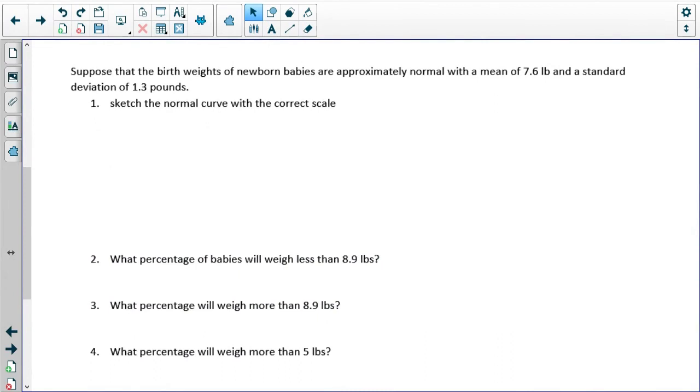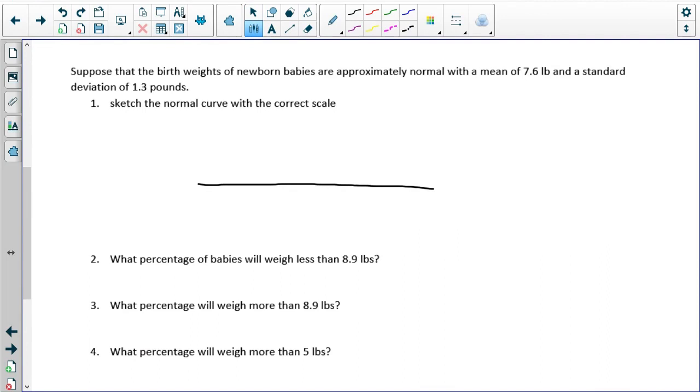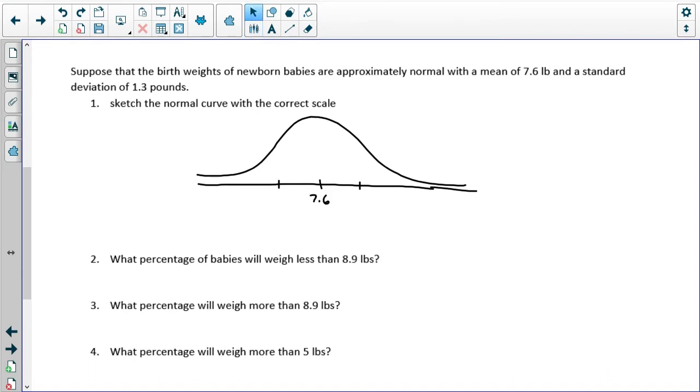Suppose that birth weights of newborns are approximately normal with a mean of 7.6 and a standard deviation of 1.3. So I'm going to draw my normal curve, mean 7.6. You always want to draw this with a pretty accurate scale. 7.6, where it changes from smiley to frowny, is 1 standard deviation, and you want them to be about the same distance, because if you're drawing it accurately, that's something that you want. So that's 8.9, 6.3, 5.0, 10.2, and so on. So that's what's going on.